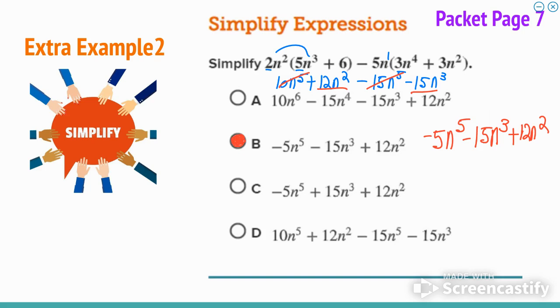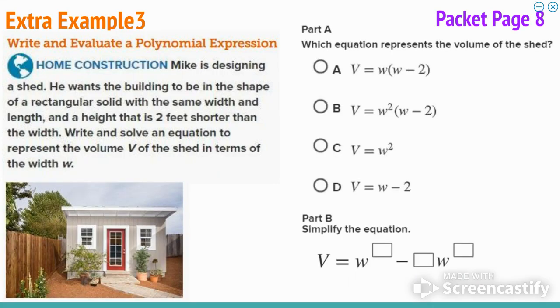All right. Very good. This last one, real quick, you have volume is equal to length times width times height. But it tells us that we can only use width. So we need to define length as a version of width. Well, it tells us right in this problem the same width and length. So L is actually equal to W. So instead of L, we could just put in another W. As for the height, it is 2 feet shorter than the width. So we do W minus 2.